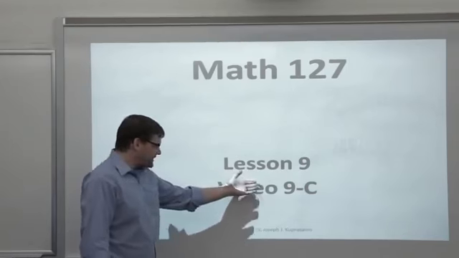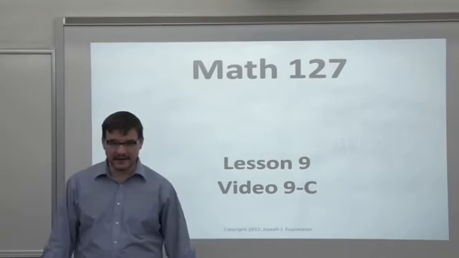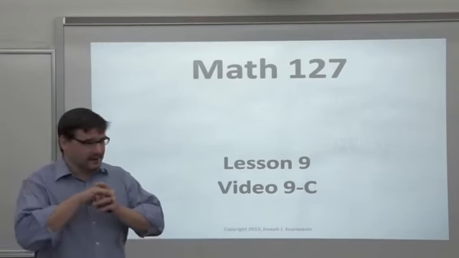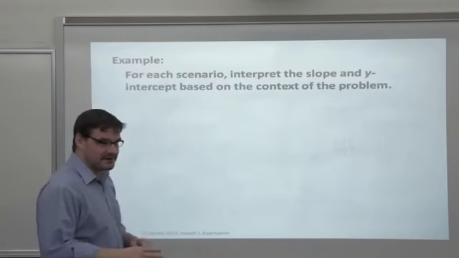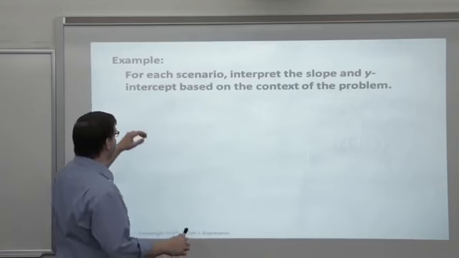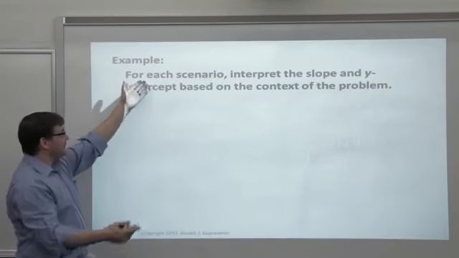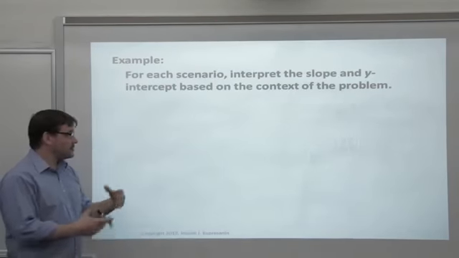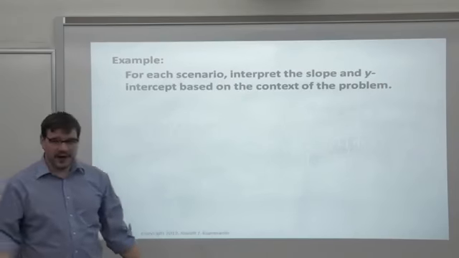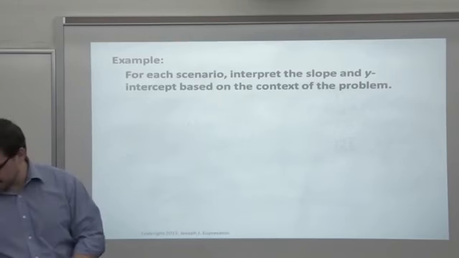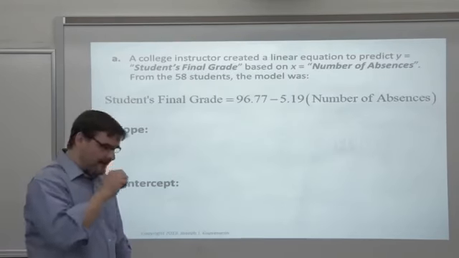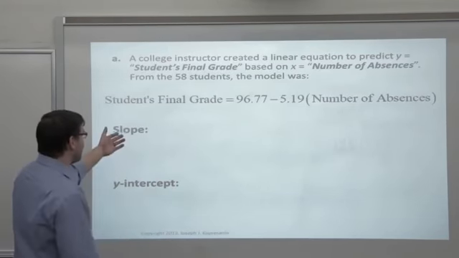Lesson 9, video C. A couple of examples to talk about slope and the y-intercept. This might be my shortest video ever. Let's see if I can keep it under 8.5 minutes, but who knows. Example: for each scenario, we're going to interpret the slope and interpret the y-intercept in the context of the problem, so we'll understand what the problem is talking about.